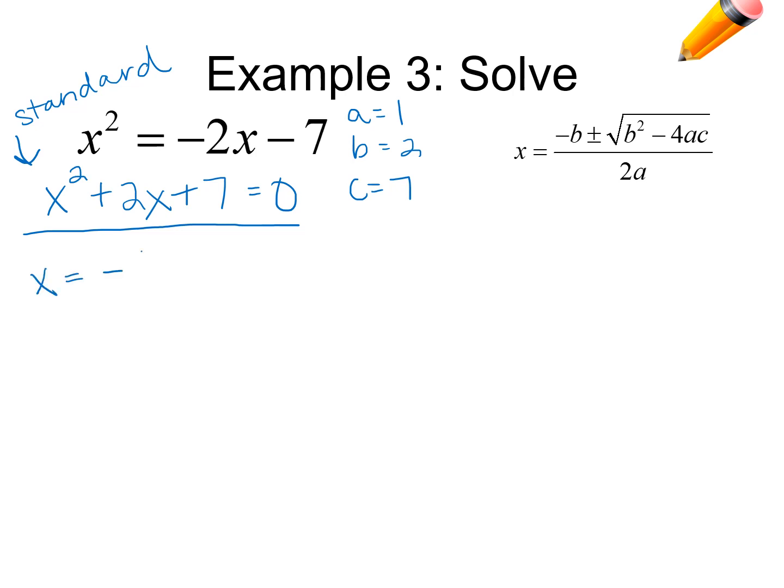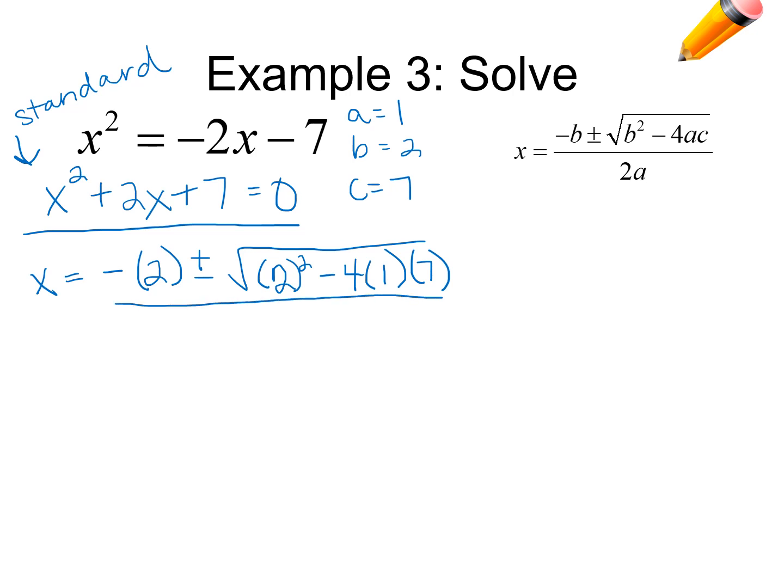So I'd get negative, my B value is 2, plus or minus the square root of B, which is 2, squared, minus 4 times A times C. So again, every time you plug something in, you want to use parentheses, all over 2 times A. So now that I have it all plugged in, now I can go ahead and start simplifying.